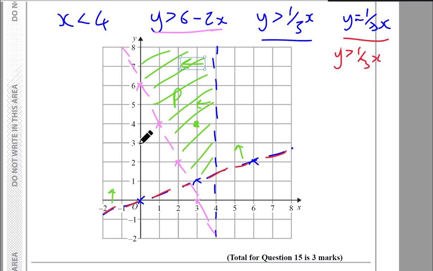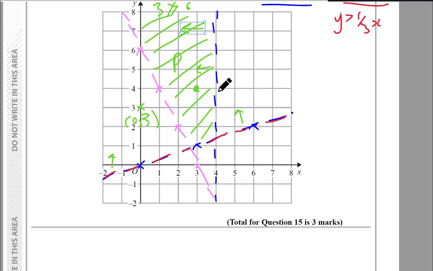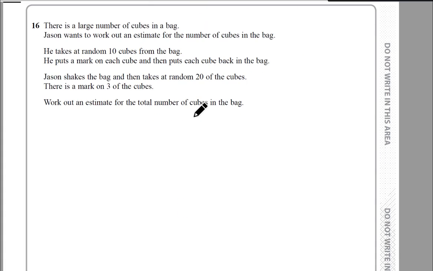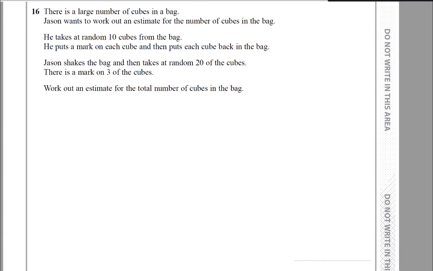Right, you can tell it's not this one, because if I choose x equals 0, it does not fit this, right? When x equals 0, if I chose this point here, that's 0, 3. And y here is 3, and then 3 is not greater than 6. So that's the area that you need to do. That's a nice 3 marks. Question 16 now.